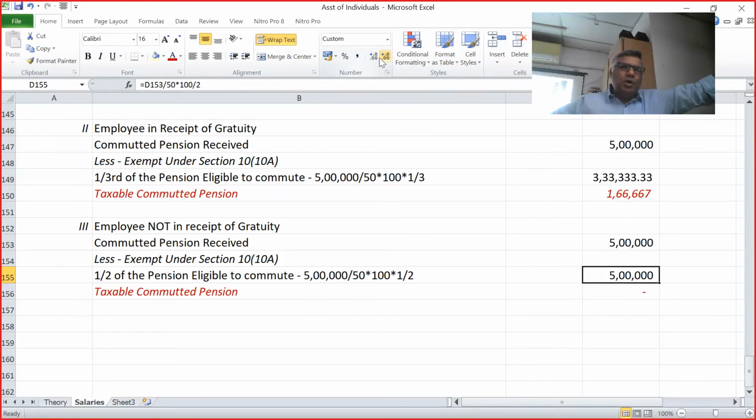This commutation can be for the whole pension, or I decide I have 25,000 pension, and out of that 10,000 every month I will get. So somewhere around 2/3 of the pension I want to commute. That's what is known as commutation. That is by an annuity formula.